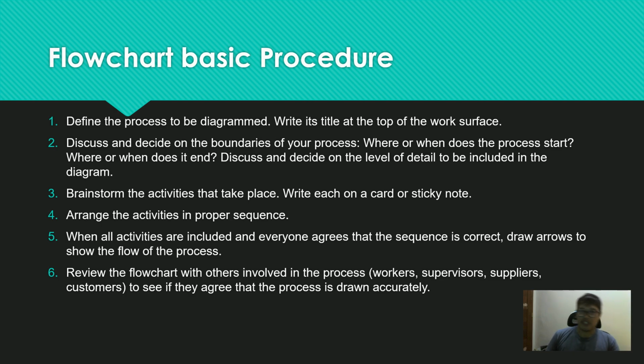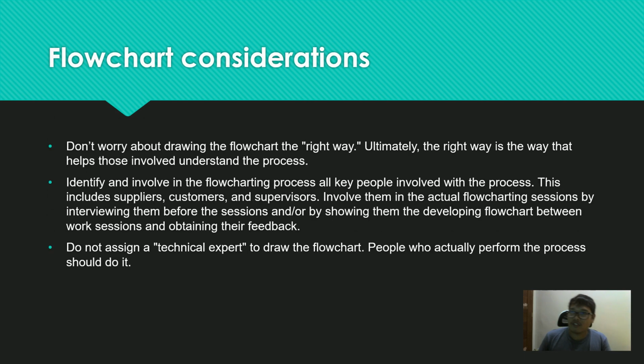Flowchart basic procedures. These are the 6 basic procedures, and there are considerations. The first is to define the process to be diagrammed and write its title on top of the work surface. The second is to discuss and decide on the boundaries of your process: where or when does the process start, and where or when does it end? Then decide on the level of detail to be included in the diagram, and brainstorm the activities that take place. Write each on a card, sticky note, etc.